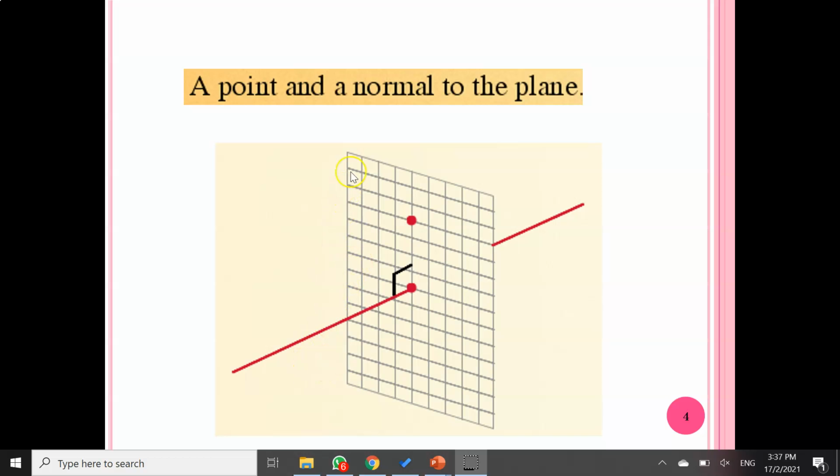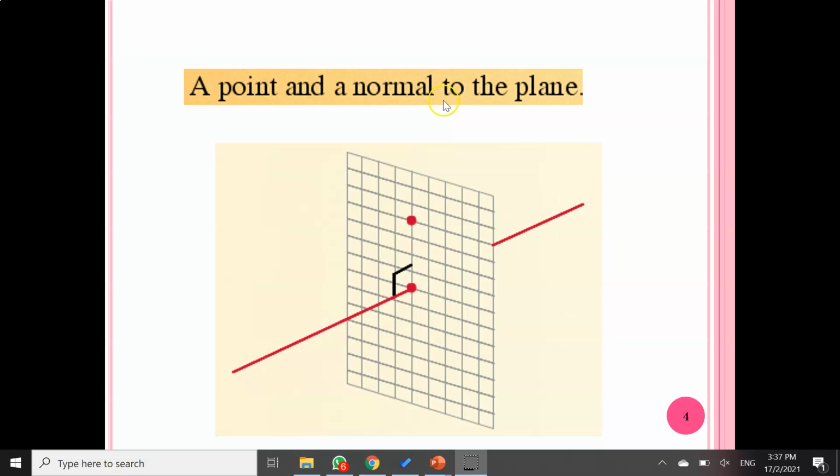So basically this is what you have when you have the application of vectors. This straight line over here is a line, or we can call it a normal to the plane. This is your plane, satah, okay? Yang 4 segi ni, this is the plane. So this red line over here will be your normal to the plane.